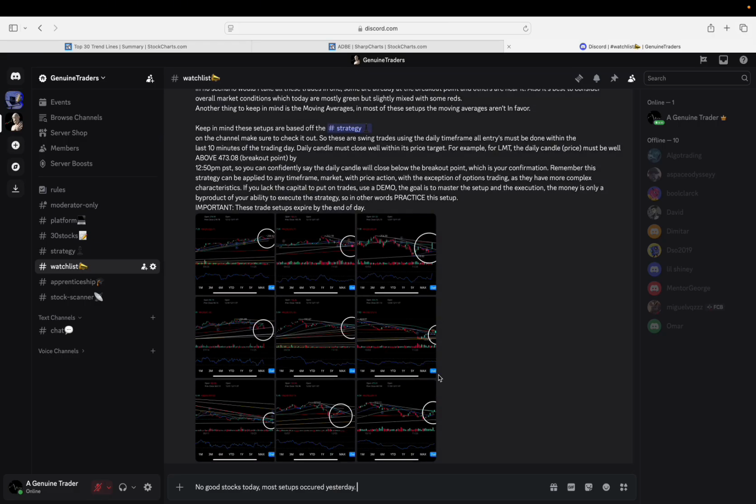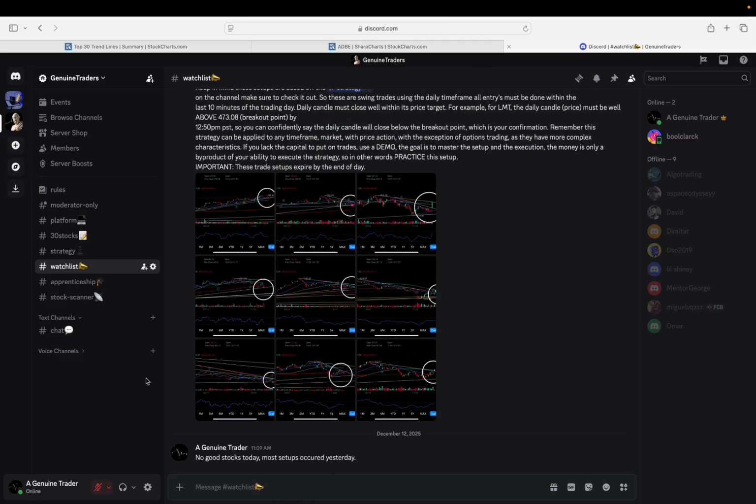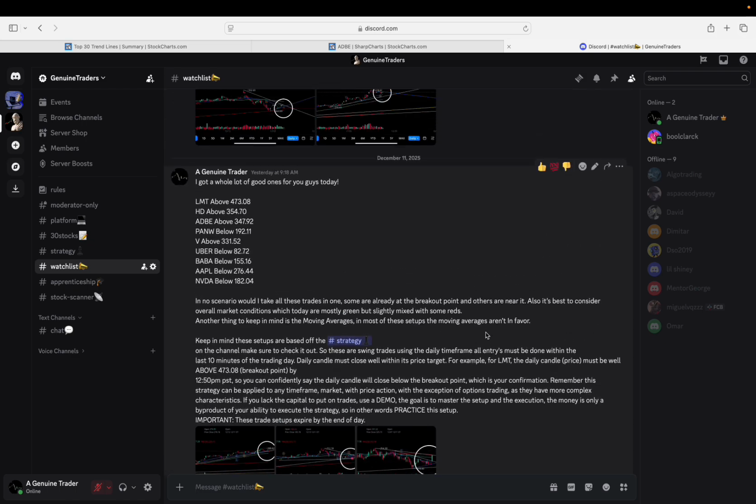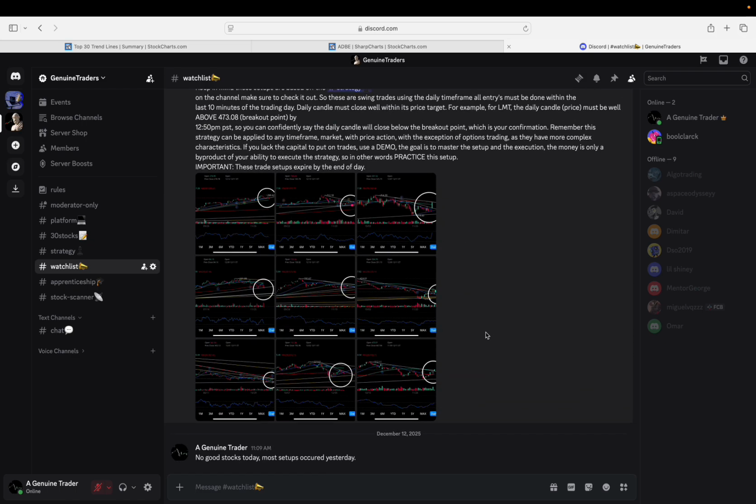If you didn't take any of these trades, then you probably missed out. Again, six of these 9 stocks actually are continuing today, and you saw them right now. No good stocks today. Most setups occurred yesterday. It's that simple. So that's unfortunate. I actually wanted to have some watch lists for you guys today, but that's just the truth.